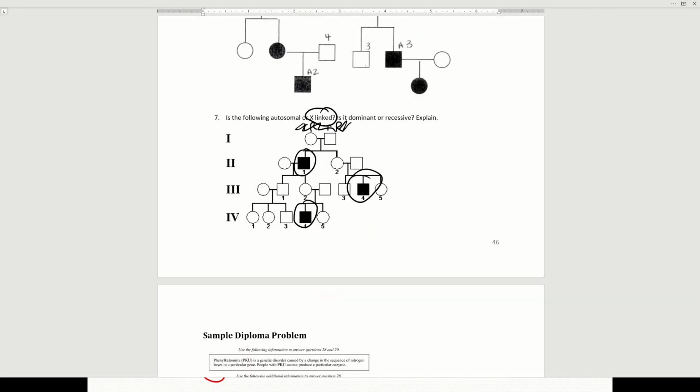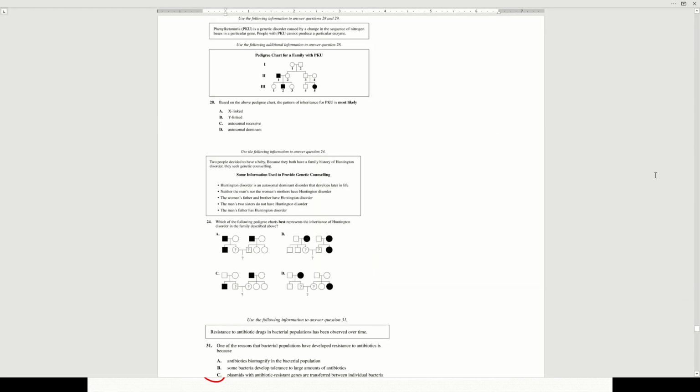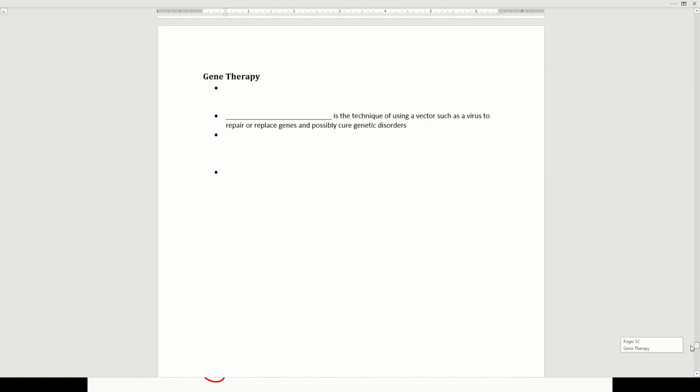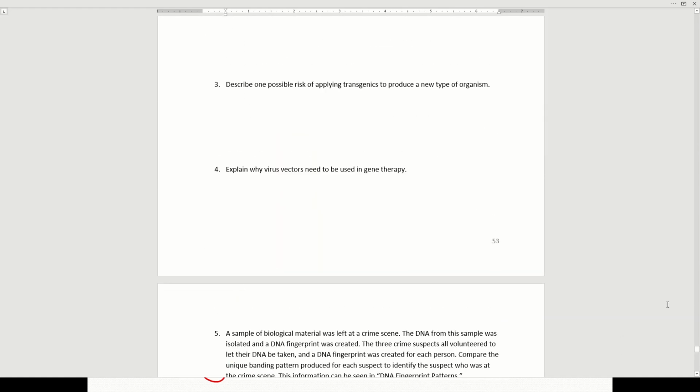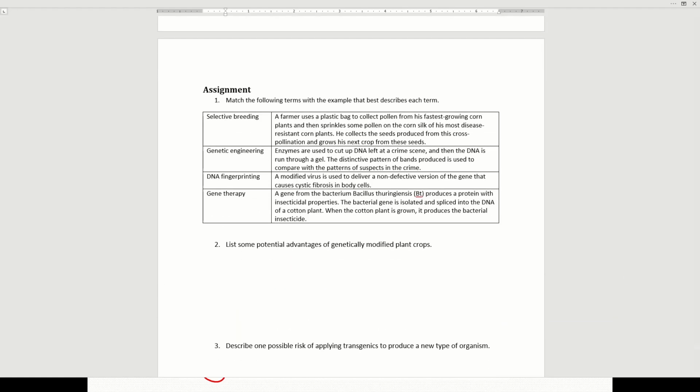Okay, and then let's go through the assignment for this. Okay, so match up these terms. I'll call this 1, 2, 3, 4. A farmer uses a plastic bag to collect pollen and the fastest growing corn plants. So that looks like selective breeding.